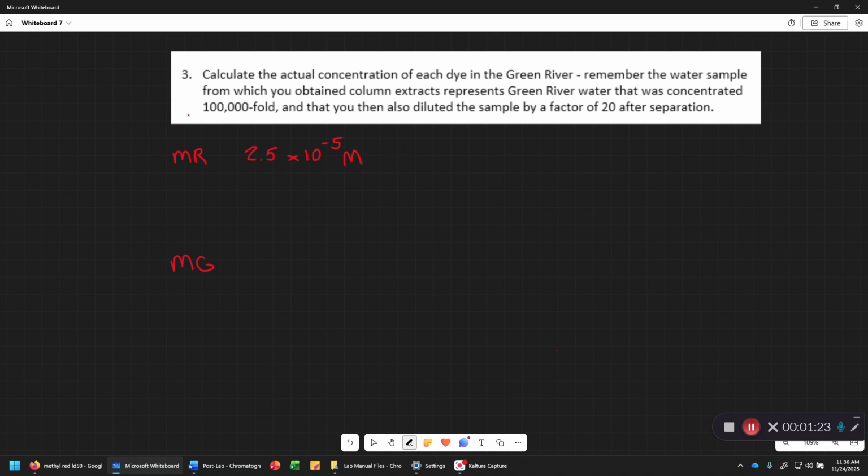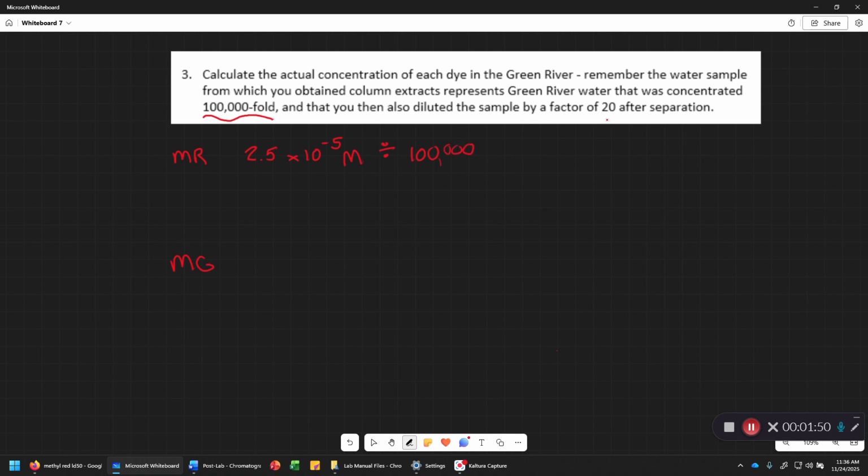Now, when you received the sample, you were told that it was concentrated by a factor of 100,000. So originally the concentration got multiplied by 100,000. To undo that, we have to do the opposite, which is division by 100,000.